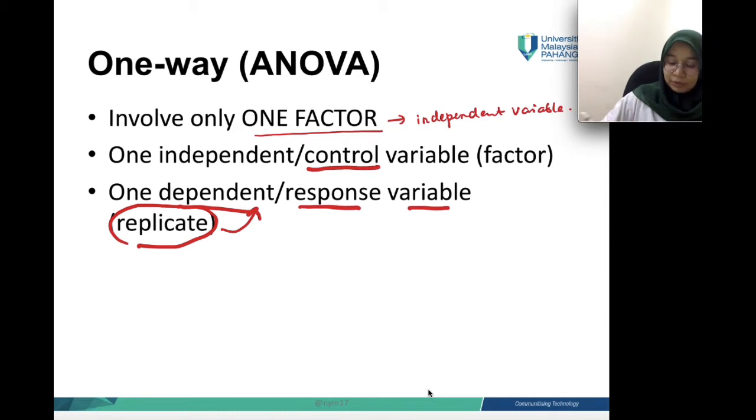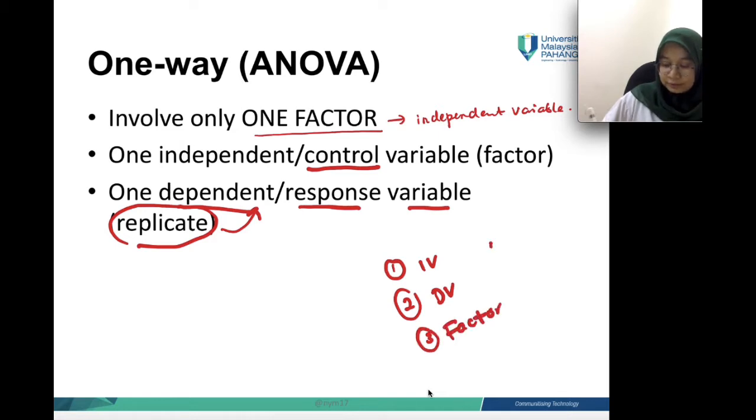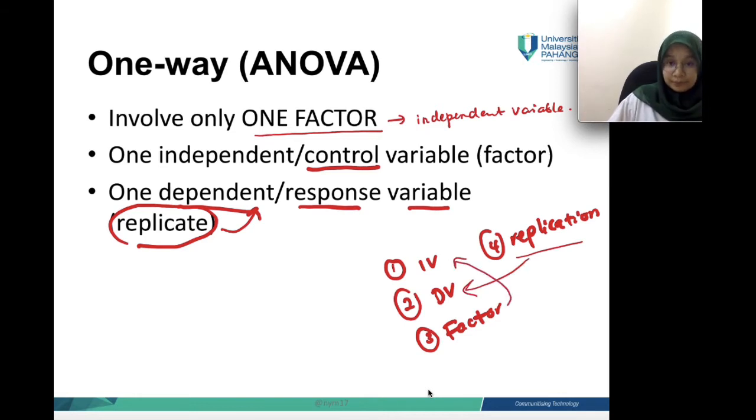So in one-way ANOVA, the first thing that you need to know is the independent variable. Second is the dependent variable. Third is the factor. Fourth is the replication. Replications come from the dependent variable. Factors come from the independent variable.